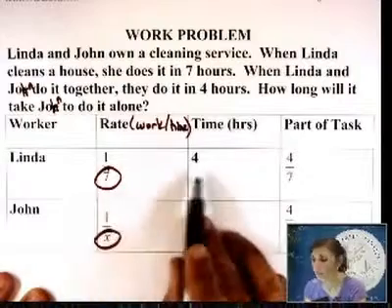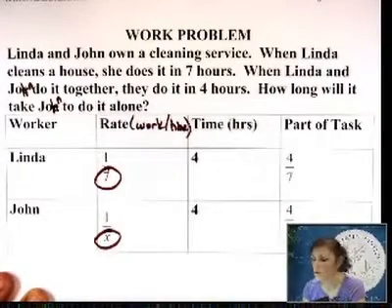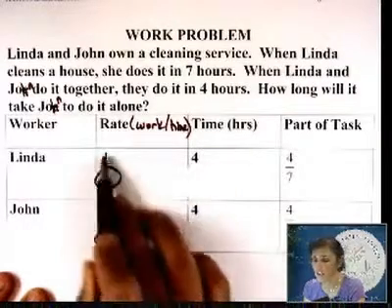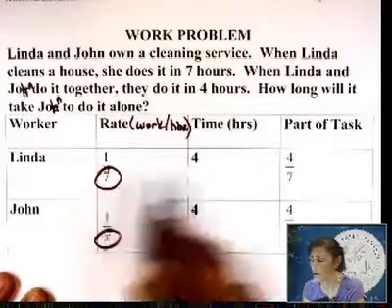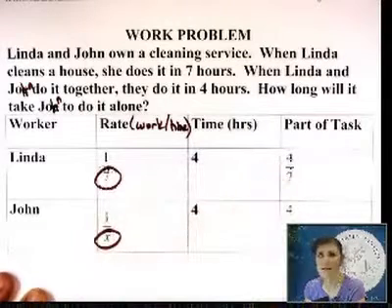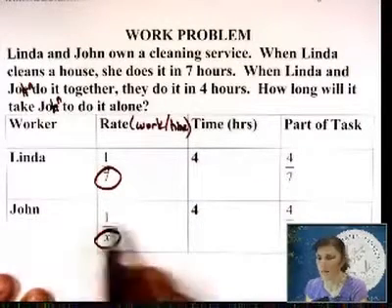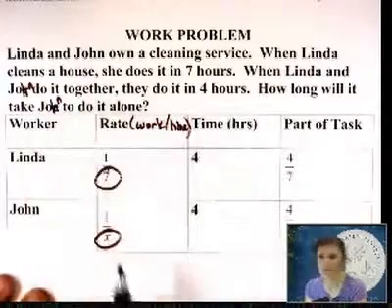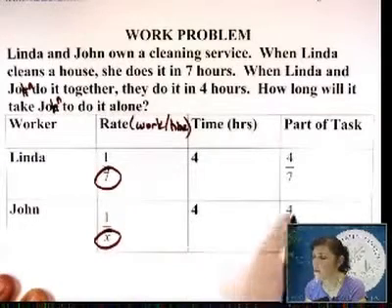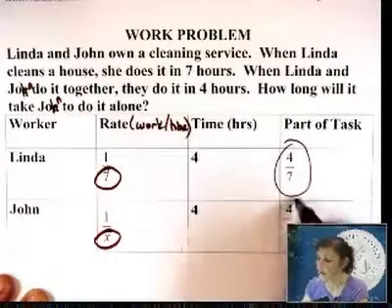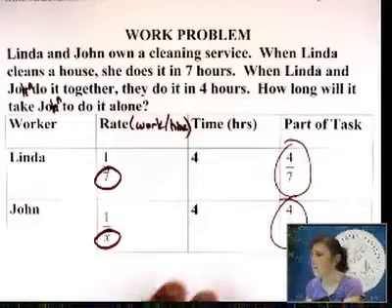But when they work together, they are working 4 hours, right? So if Linda is working 4 hours and she does 1/7 of the work per hour, the part of the task is going to be the rate times time, which is 4 times 1/7, which is 4/7. In terms of John, his rate is 1/X, and he also works 4 hours because they are doing it together. 4 times 1/X is 4/X. So this is the part of the task that Linda does when she works together with him, and this is the part of the task that John does when he works with her. So let's put these two together.